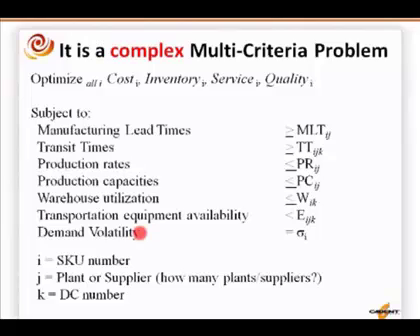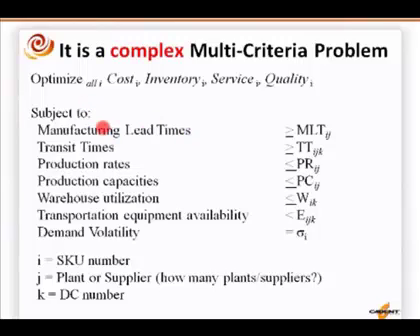It is a complex multi-criteria problem. You can look at it by SKU, but if we want to optimize it over all SKUs, I being the SKU number, we want to optimize cost, inventory, service, quality. There's probably more. You could argue, are these the 4, are there 6, or do we only worry about these 3 and this is a consequence, or do we only worry about quality, inventory, cost, and service as a consequence? That's things we'll discuss a little bit here.